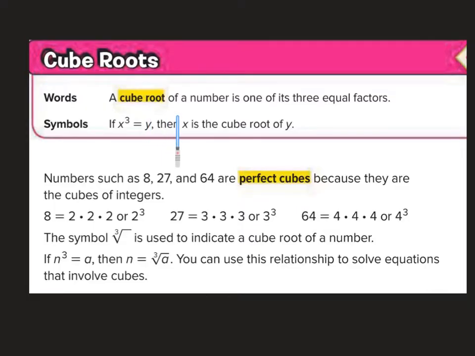A cube root of a number is one of its 3 equal factors. So when we were talking square roots, we had 2 equal factors, now we have 3 equal factors. In symbols, if x to the third equals y, then x is the cube root of y.